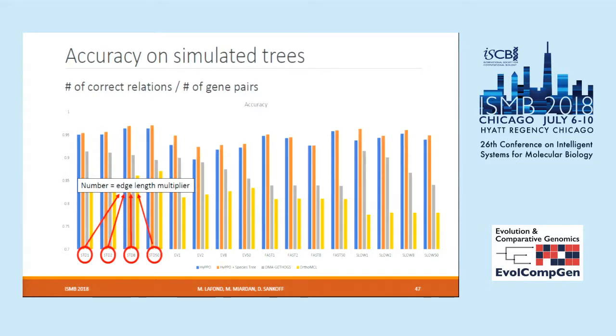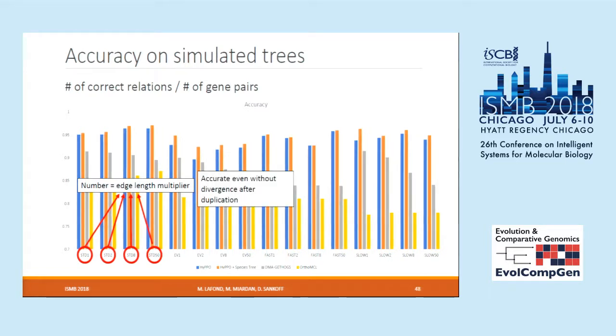Yeah, I should mention that, so you have these data sets and we have numbers. These numbers represent the edge length multiplier that we applied. And what you can see is that for our framework, as divergence after duplication increases, our accuracy increases, which is the opposite for OMA, and OrthoMCL has the same effect as us.